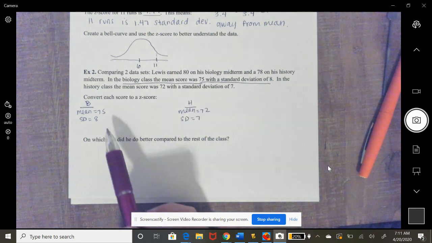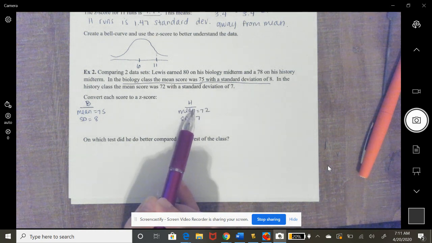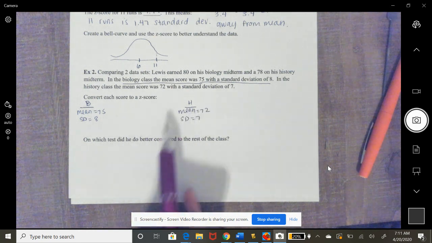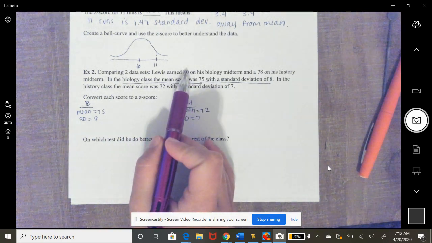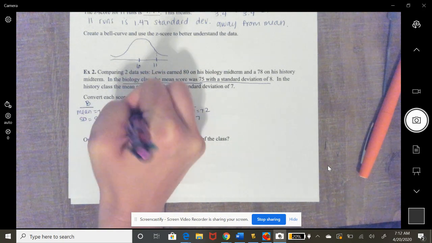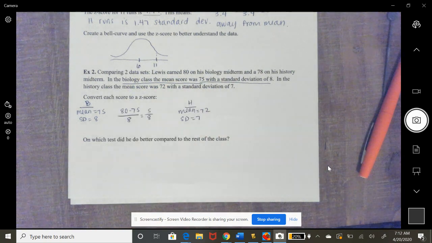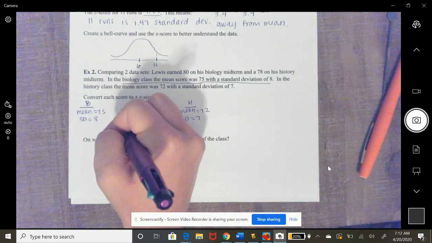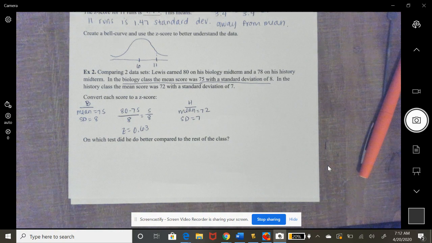Because even though this is higher, the mean for our biology test was higher, and our mean for our history test was lower. So if we calculate our z-scores, we can see exactly how far above the mean he was for both of these. So for biology, he had an 80. So we're going to do 80 minus our mean, so 80 minus 75, and then we're going to divide that by 8. So that's 5 divided by 8, which is 0.63.